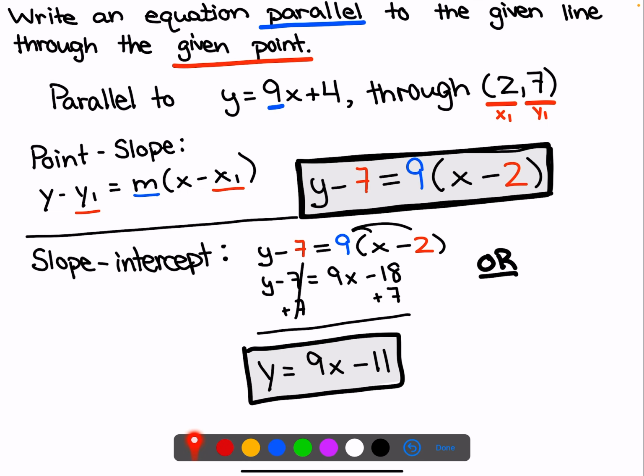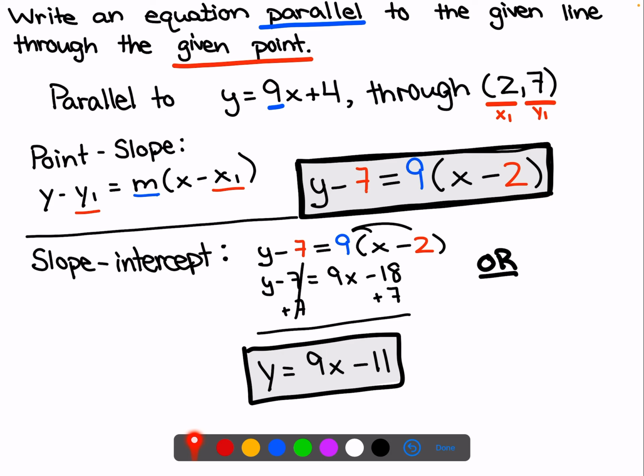Which is equal to m, which is 9, because they're parallel lines, times x minus x1, which is 2. So this is our point slope form. This is a perfectly acceptable answer. If they asked for it in slope-intercept form, the only thing that you need to do is solve for the variable y.